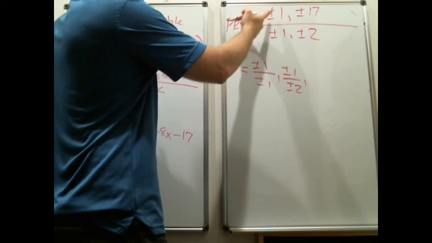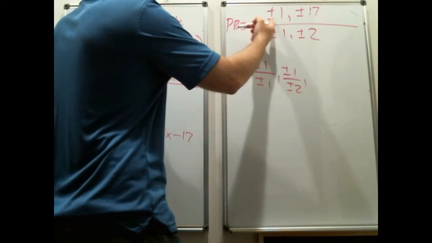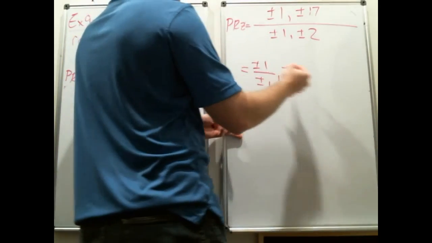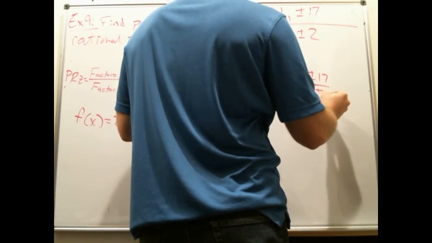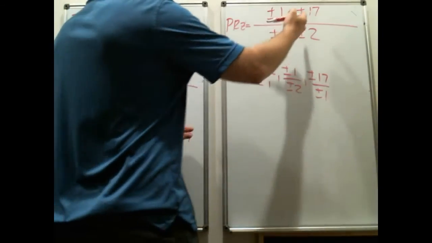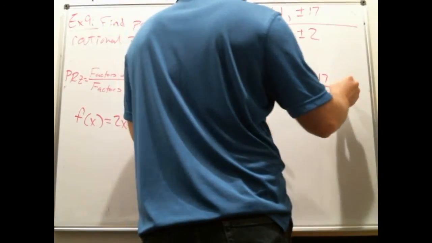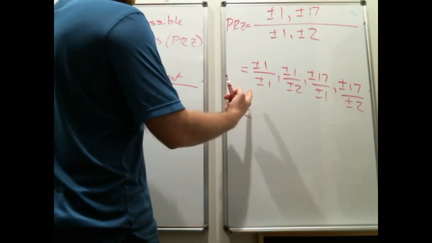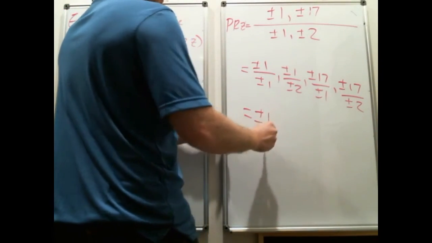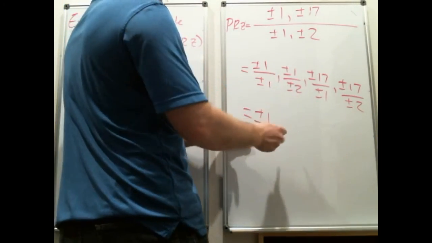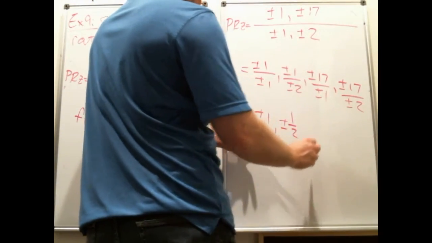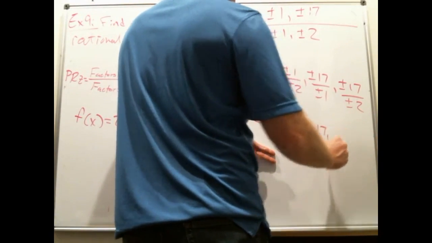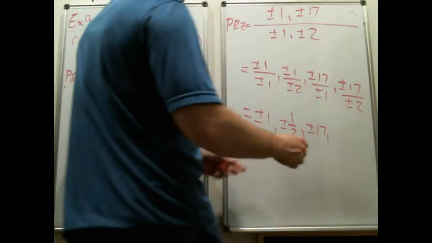comma. Now we've exhausted all our options on the bottom, so we move on to the next term on top, plus or minus 17. So plus or minus 17 divided by plus or minus 1, and then plus or minus 17 divided by plus or minus 2. Simplifying, 1 divided by 1 is just 1, plus or minus 1. 1 divided by 2 is 1/2, so we only need to write the plus or minus one time. 17 over 1 is 17, so plus or minus 17. And 17 over 2 just stays 17 over 2.